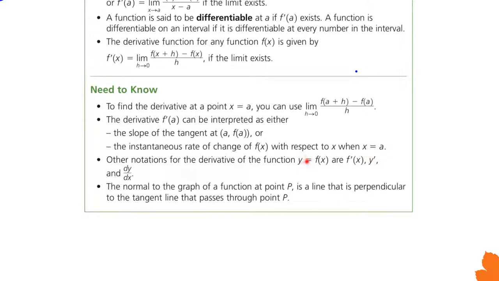One notation to show the derivative of y equals f of x is f prime of x. The other one is y prime, and the third one is dy over dx. dy over dx is called Leibniz notation. The normal line to the graph of f of x at a point P is a line that is perpendicular to the tangent line and passes through point P.